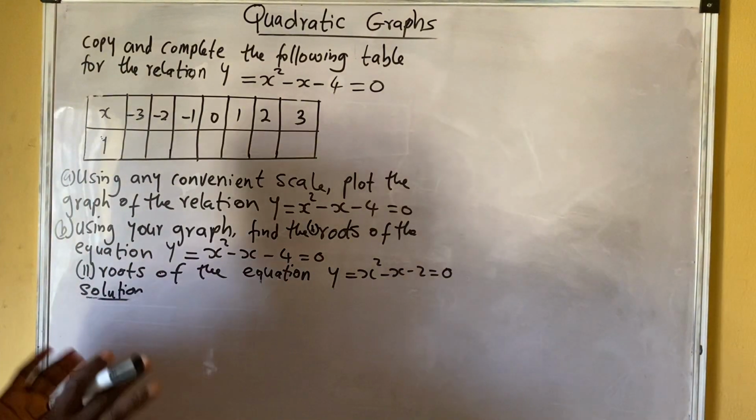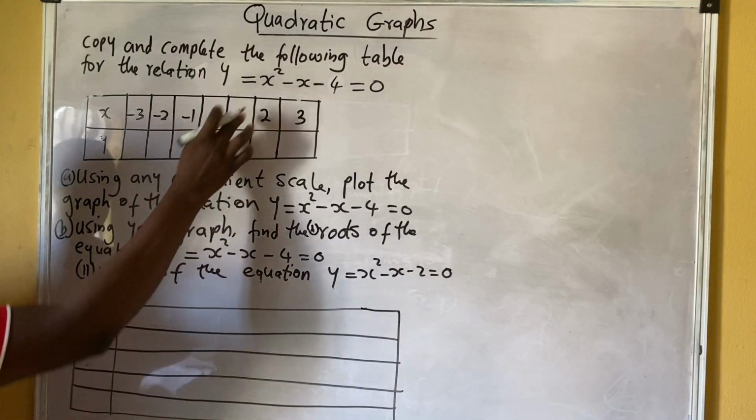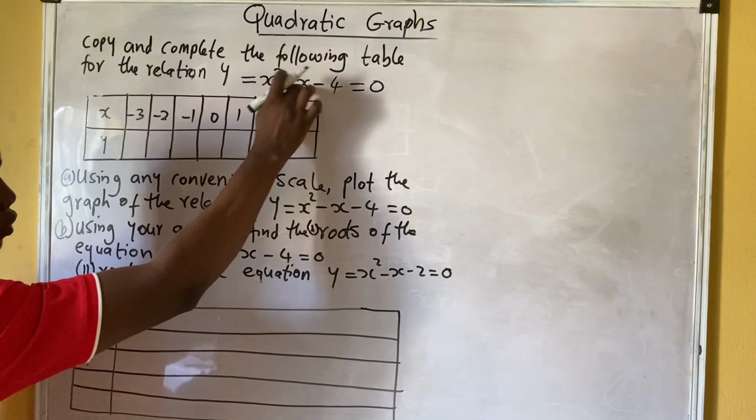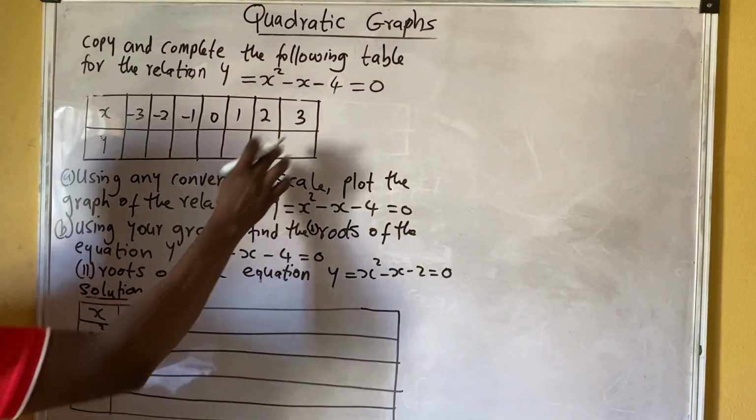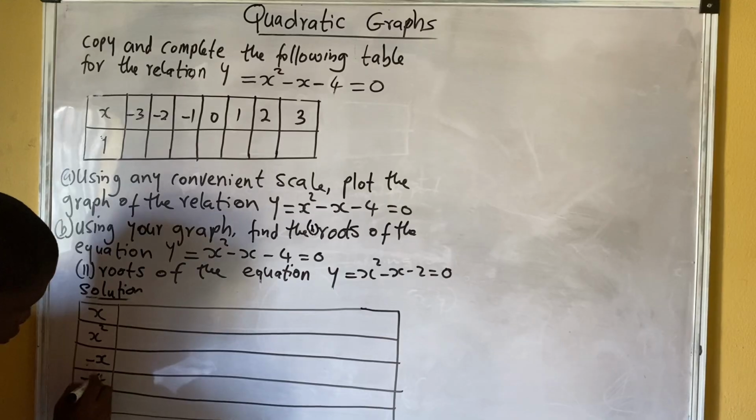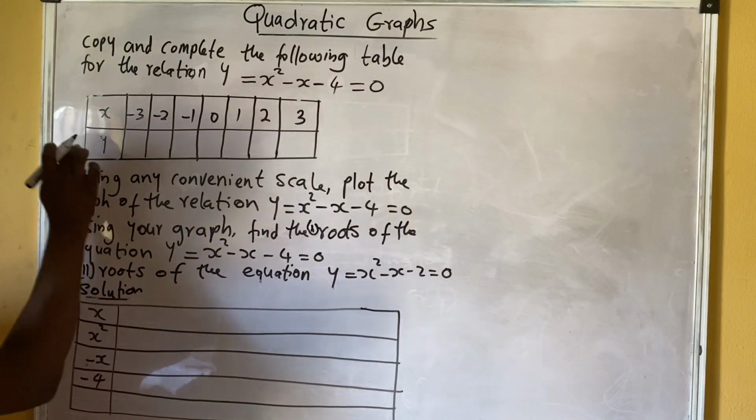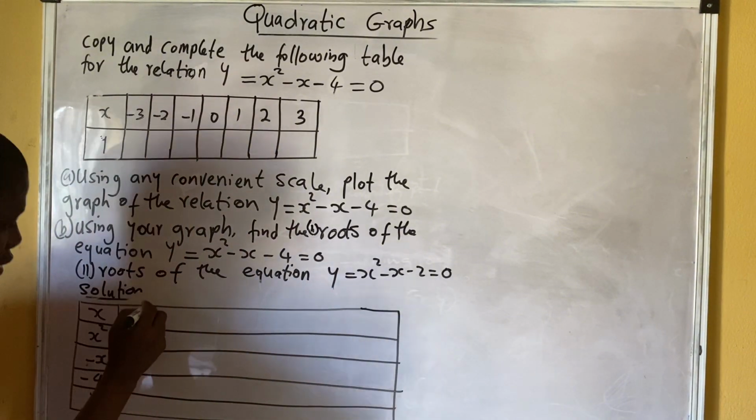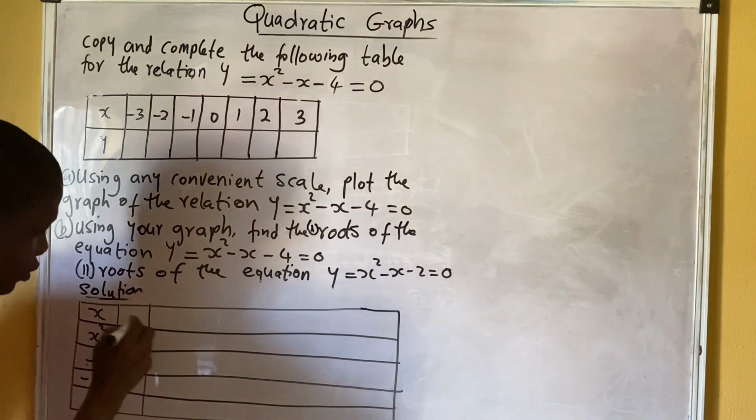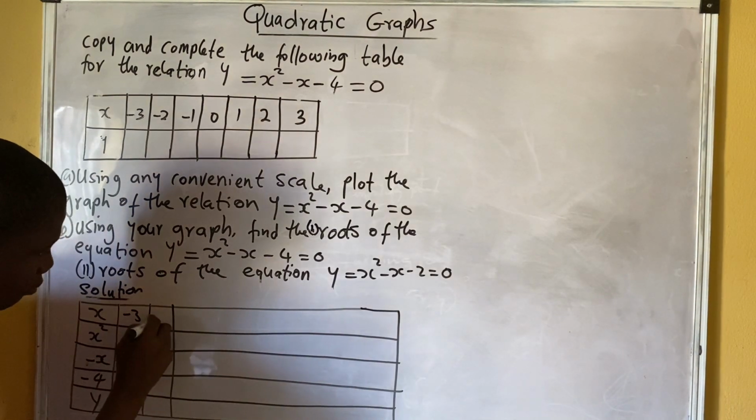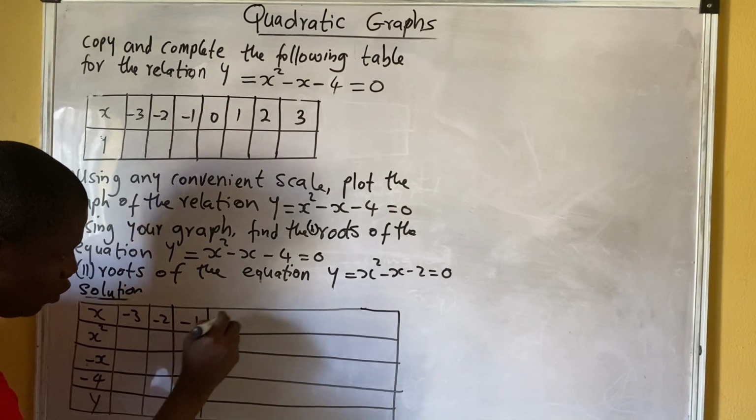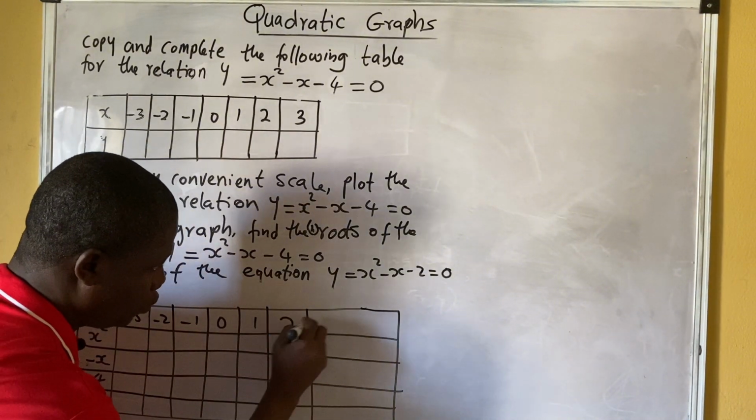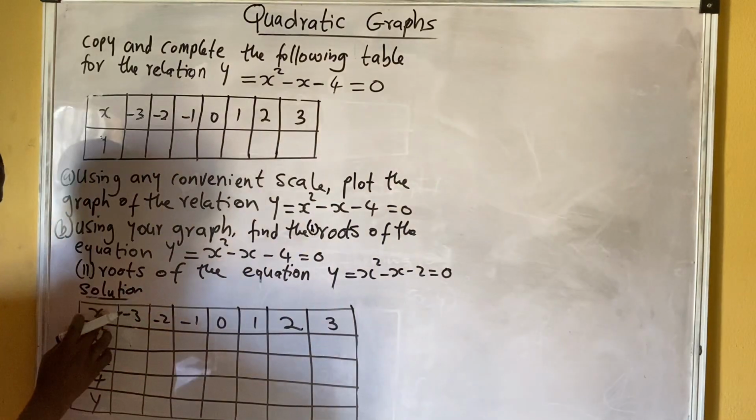Solution. So our table will look like this. This is x, and from the equation we have x squared, we have minus x, we have minus 4, and then we have y. The values we are given are from minus 3 to plus 3. So we have minus 3, minus 2, minus 1, 0, 1, 2, 3.